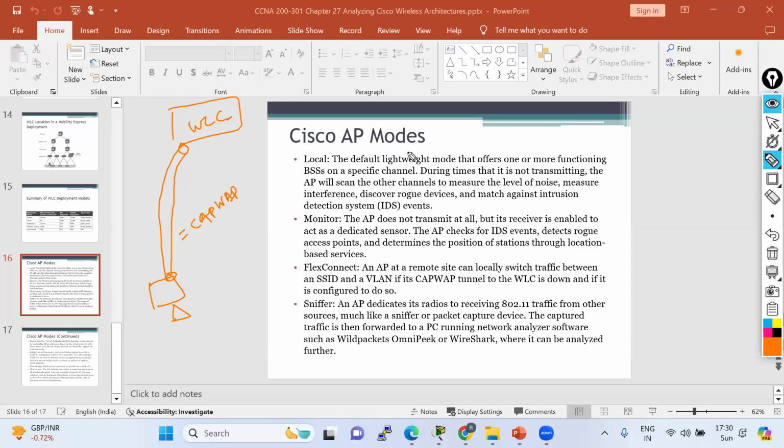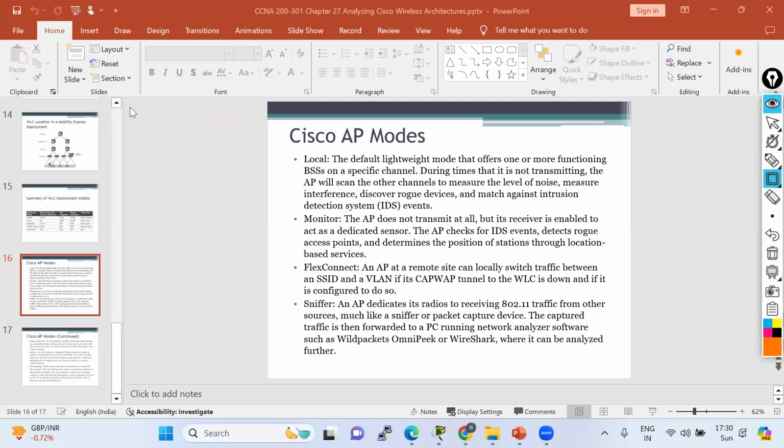So if you are using local mode and your WLC is there, all the connections, data and control, are going there. But suppose your WAN goes down, then you lose all kinds of communication. So let me make it more clear.